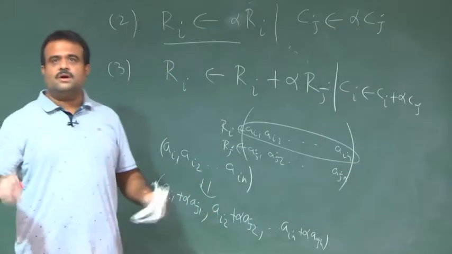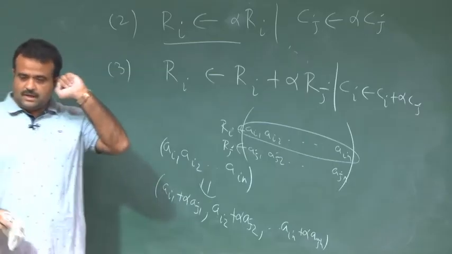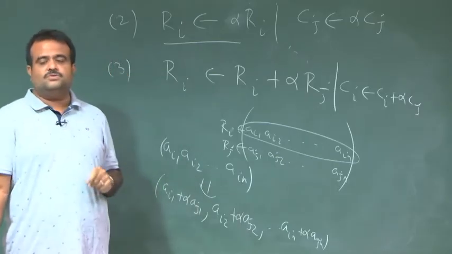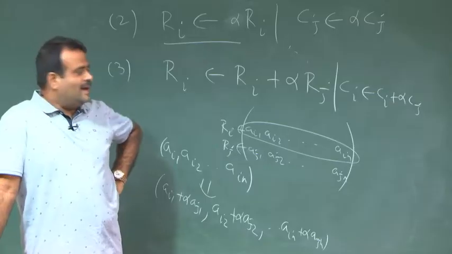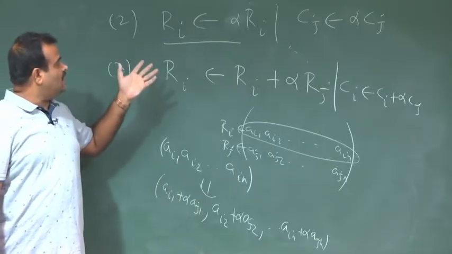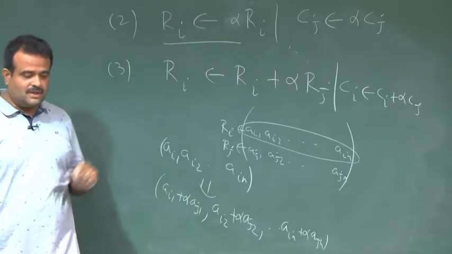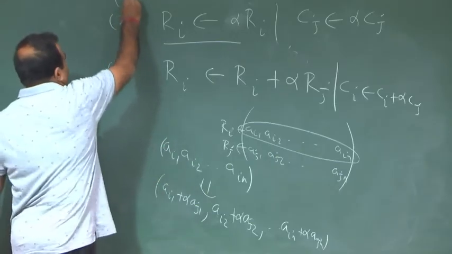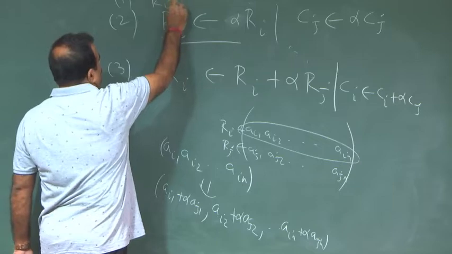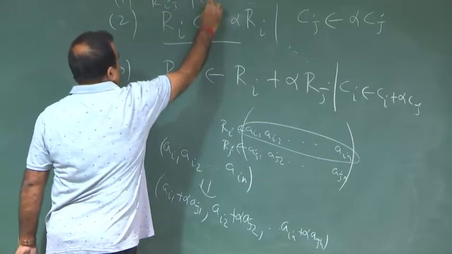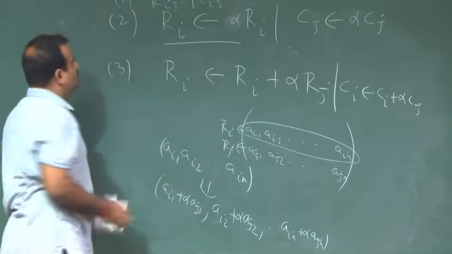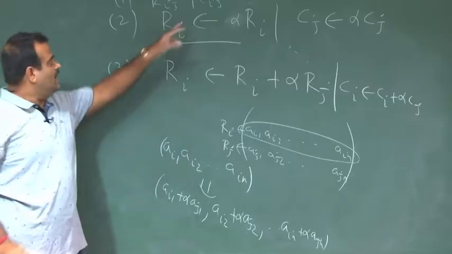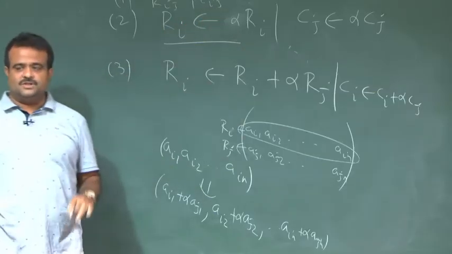Okay, so we are talking about elementary row operations, and we will see how they will be useful for finding the rank of a matrix. There are basically 3 types of elementary operation, either on rows or columns. The first one is to exchange 2 rows or 2 columns, like the ith row is exchanged with the jth row and the ith column is exchanged with the jth column.